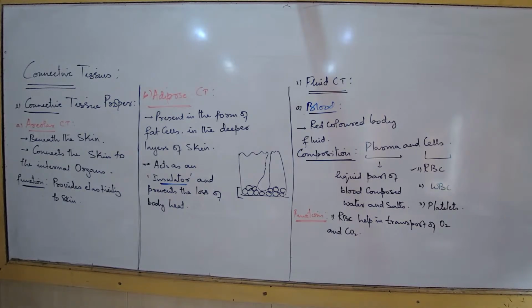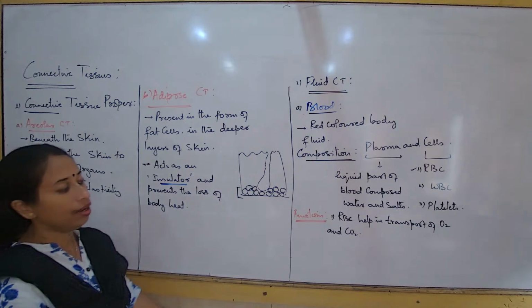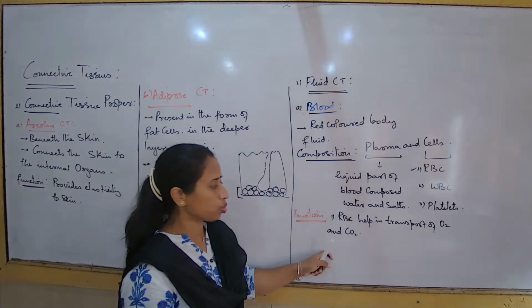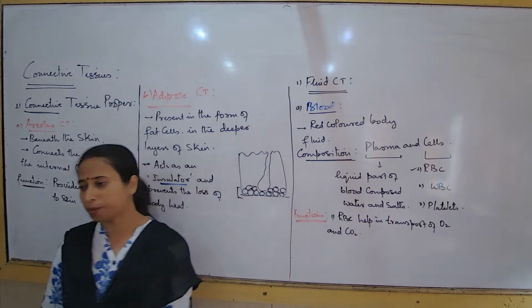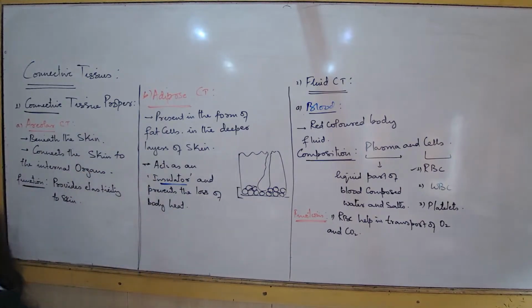In the 10th standard, you will study these things again in detail. But as of now, only this much you are supposed to understand. What is the job of the RBC? The RBCs will always carry oxygen from one part of the body to the other and carbon dioxide in the reverse direction. Oxygen and carbon dioxide transport.